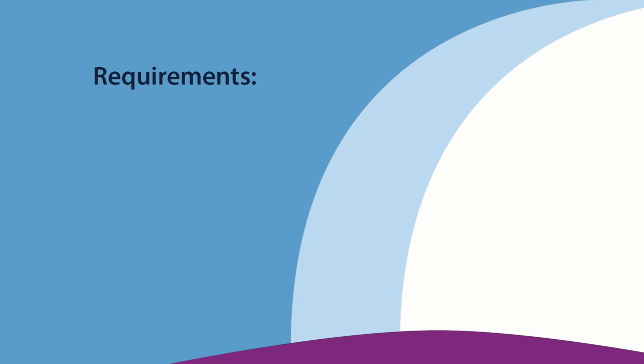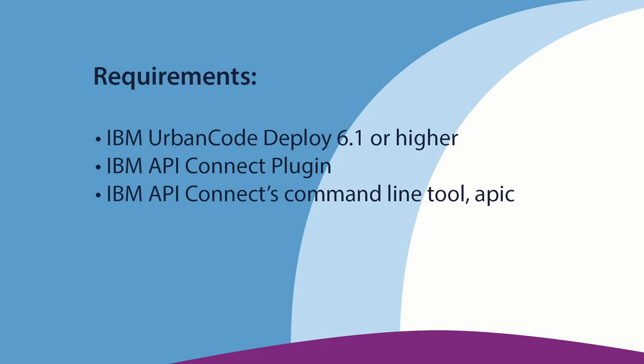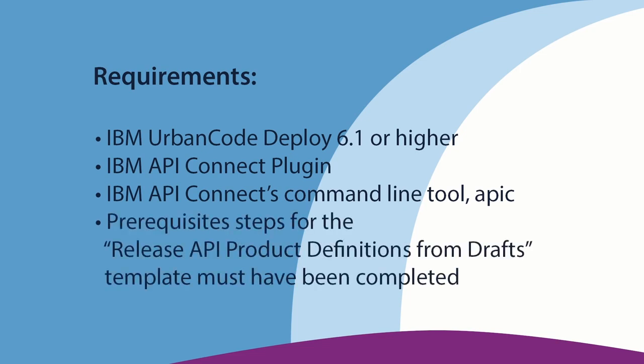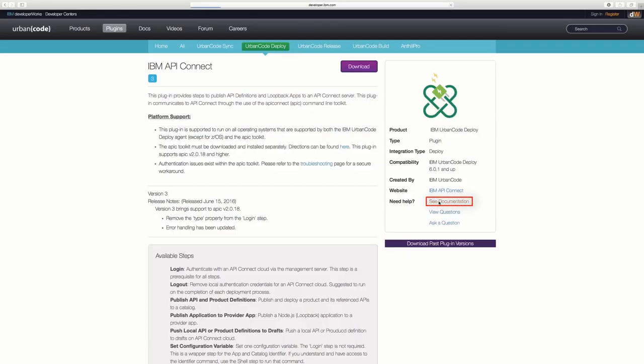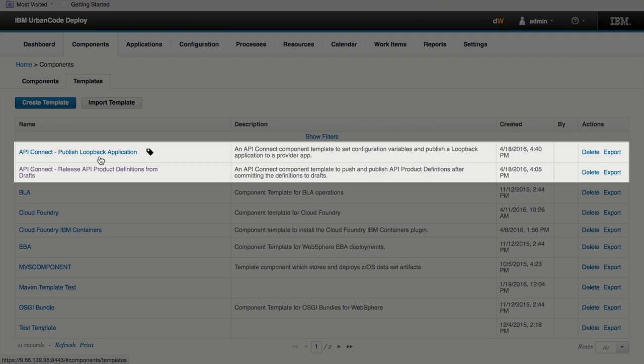To emulate this video locally, you must first have the following installed: IBM UrbanCode Deploy version 6.1 or higher, the IBM API Connect plugin, and the IBM API Connect's command line tool, APIC. In addition, the prerequisite steps for this particular template must have been completed. These steps, along with the full documentation of our other templates, can be found in the tutorials page of our plugins documentation. The IBM API Connect plugin comes with 2 templates to guide you through your first deployment process. Templates are great because they allow a basis of predefined properties and processes to give you a jump start on building and testing your own deployment scenario.